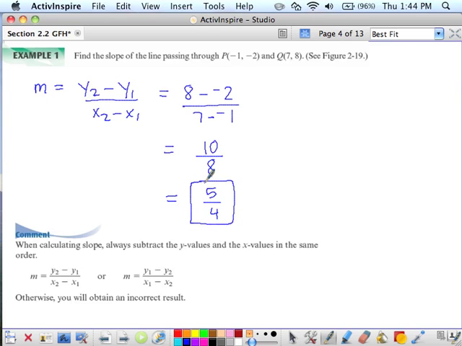We always represent slope as a fraction in lowest form unless you're specified to do otherwise. Notice the comment down here at the bottom. When you calculate slope, always subtract the y values and the x values in the same order. Most of us use second y minus first y over second x minus first x, but it will also compute the same thing if you put the first y first and say y1 minus y2 over x1 minus x2. If you mix them up and put y1 first and x2 first, you would get an incorrect result. So be very careful that you're subtracting in the same order on top as you are on bottom.